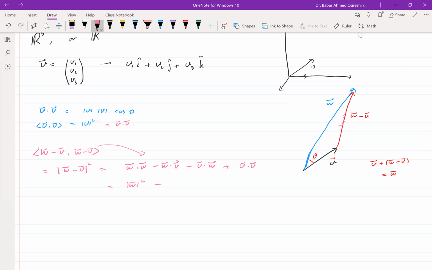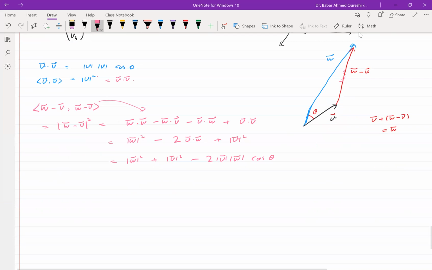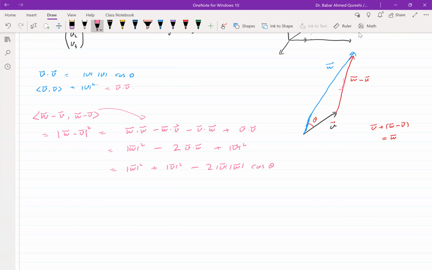And since V dot W is the same as W dot V, I can write it as 2V dot W plus V's length squared. And this is just V's length times W's length times cosine of the angle between V and W. That means I can bring this to this side. So I have 2VW cosine theta plus V squared minus V minus V squared.